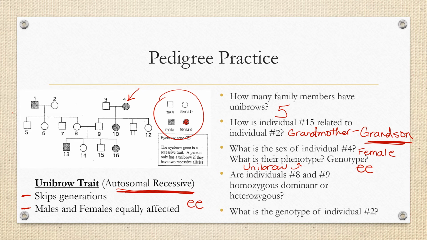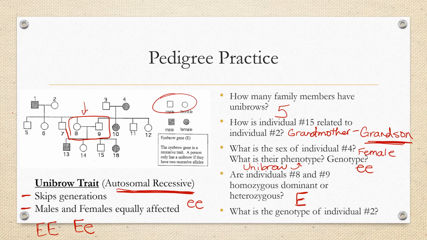Now let's look at people number 8 and 9. Are they homozygous dominant, which would be big E, big E, or are they heterozygous, big E, little e? So number 8 and number 9. Well, there's 2 ways that we could approach this kind of problem. First of all, I know that they have at least one big letter, one dominant allele, because they don't have the trait. They're not shaded in, so that means they do not have a unibrow. But now what is their second letter? That's the key question here.